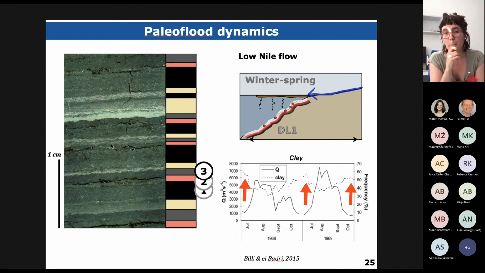Then we have the very fine detrital layer, which I suggest is deposited during the winter and spring, so when the Nile runoff is very low. And once again, it's from the same study of Billy and Badri from the suspension load in the Nile River. We see the opposite picture, with increases in clay during periods of low discharge of the Nile. And so that's why I think that's what we see also in our sedimentation.